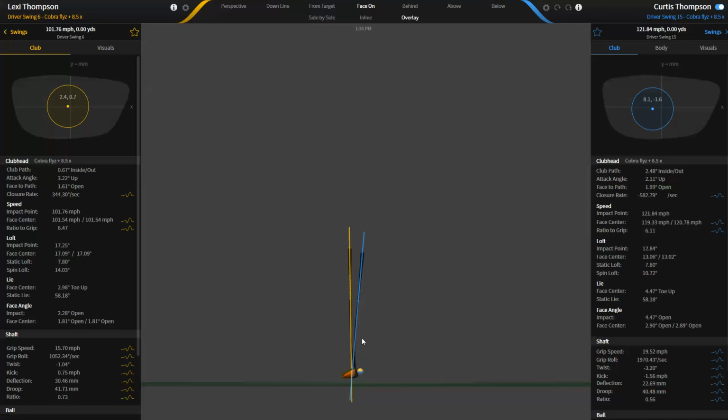confusing your student on what you're trying to tell them. So if you have your golf club fit properly and the golf club is in good shape and all these numbers look good, then you can really just focus on your player and you don't have any variables that are going to throw you off.